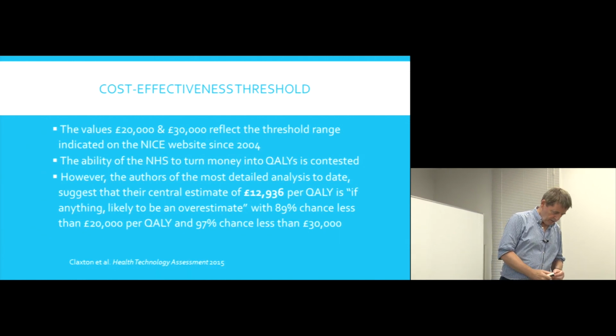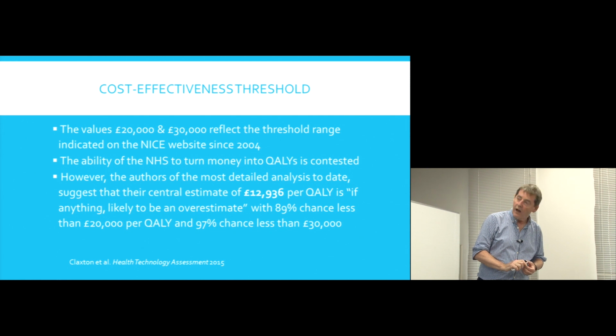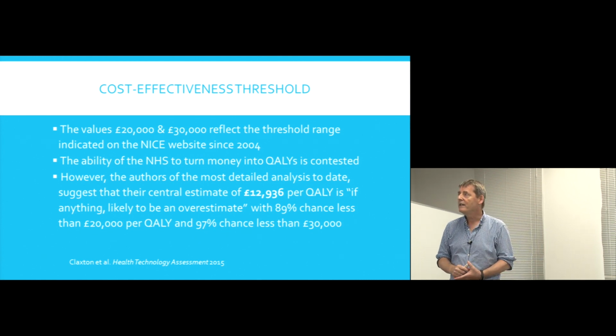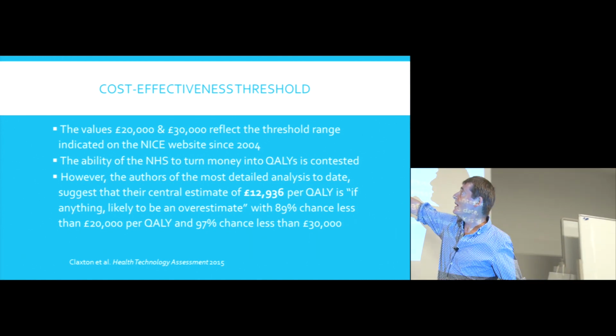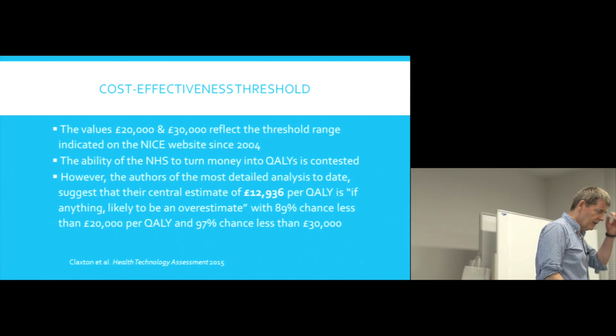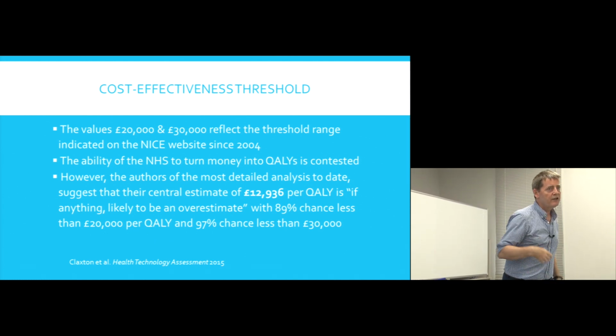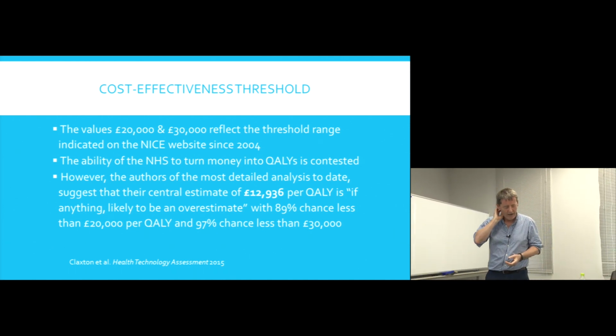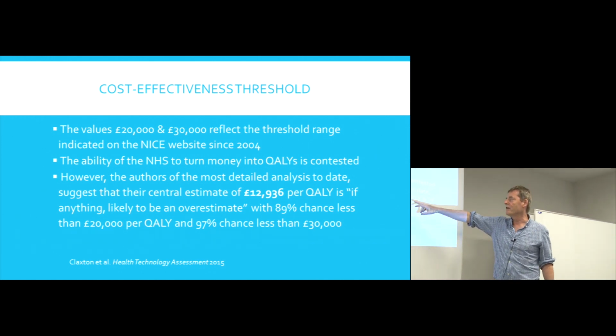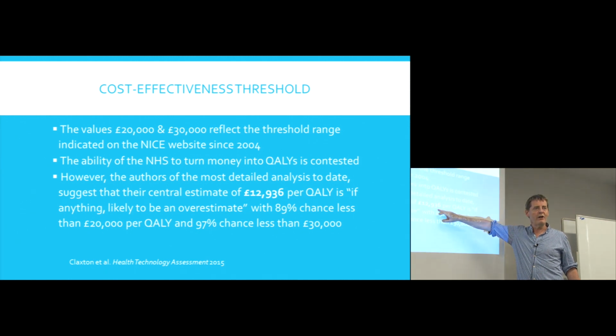And the final issue, this is a very political one at the time and continues to be so: what should the cost effectiveness threshold be? Well, we said currently the cost effectiveness threshold is £20,000 to £30,000. This is following NICE. But there is quite a lot of evidence that the NHS can turn money into QALYs, turn money into health, at a much lower rate. And the best estimate we've got is about £13,000 per QALY. That appears to be achievable in the NHS.